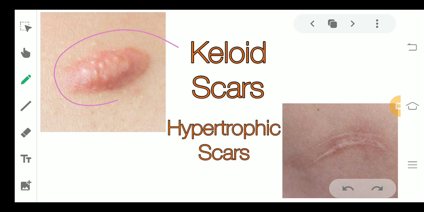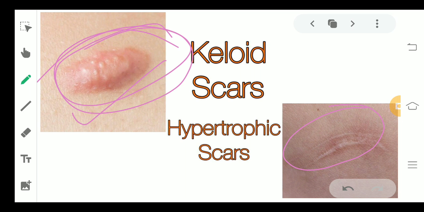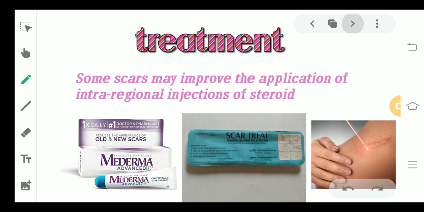So you can see in the picture how the keloid scar looks and how the hypertrophic scar looks. You can see the raised surface is more in this keloid scar. Also, it is extending beyond the boundaries of the wound. If the wound was this much, the overgrowth is going to be this much. Whereas in the case of hypertrophic scar, the scar is within the boundary of the injury.